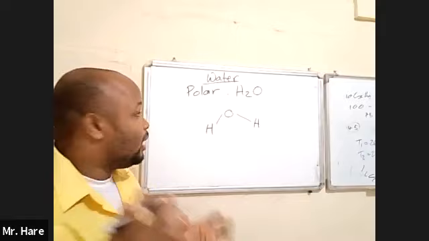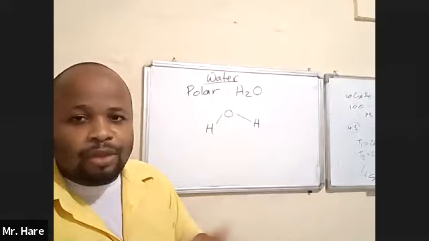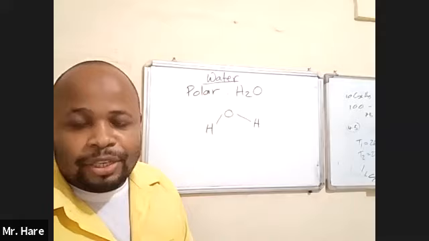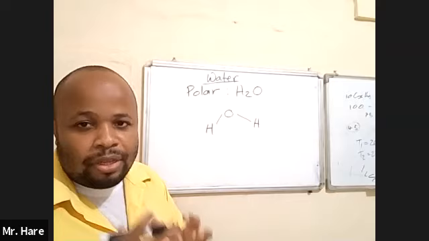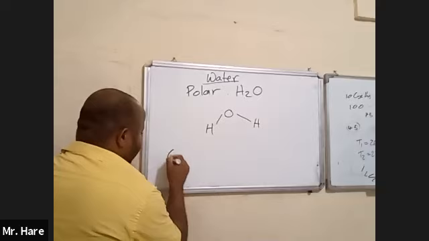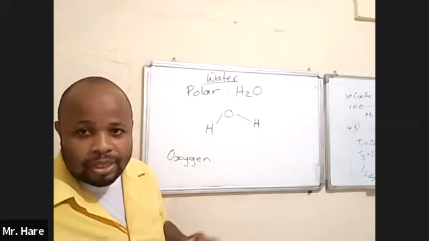And it is able to form hydrogen bonds because it is polar. Quickly, what does it mean to be polar? Oxygen is an electronegative atom. So we know that oxygen is a non-metal, hydrogen is a non-metal. So when two non-metals form a bond, it's covalent bonding. If you haven't done chemistry in CSEC, oxygen is electronegative.